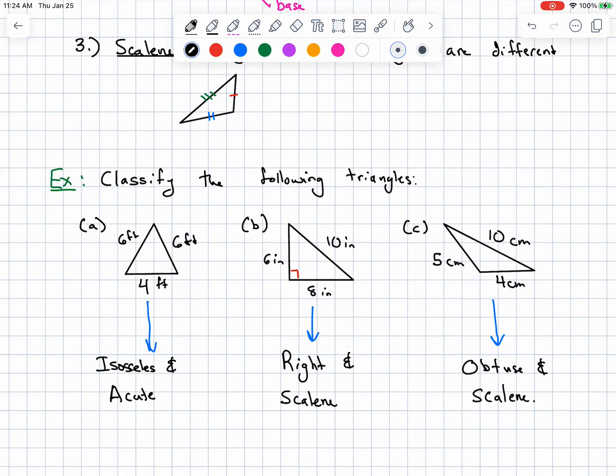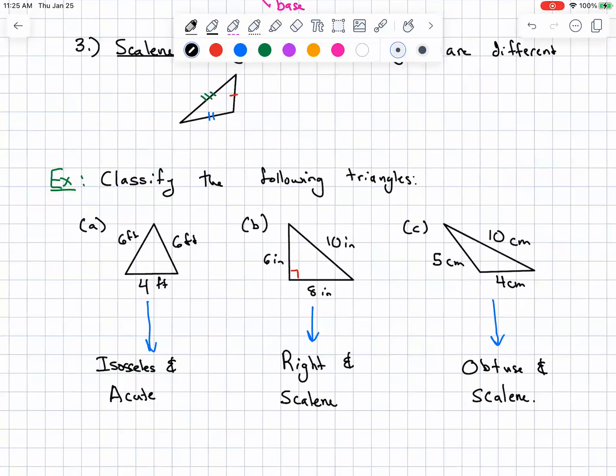So those are all the classifications. Usually speaking, you can fit them into two different categories. However you want to do it, if you want to look for its angle and then go to side length, or side length and then angle, it's fine either way. But it's best to just go down the list and see which category it fits into.